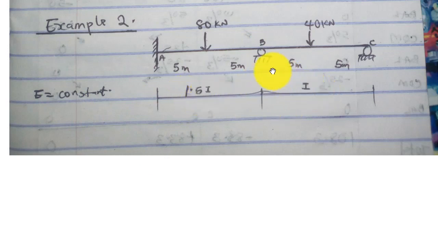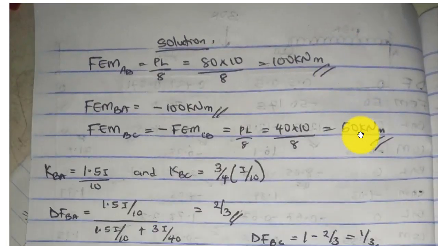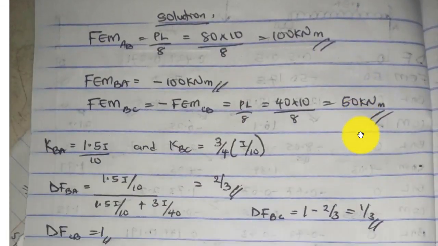For this span BC, the I is I. So we move to the calculation. So the solution, the first step is to fix the moment. You know how to do that. Fix the moment AB, PL over 8, blah, blah, blah, 100.